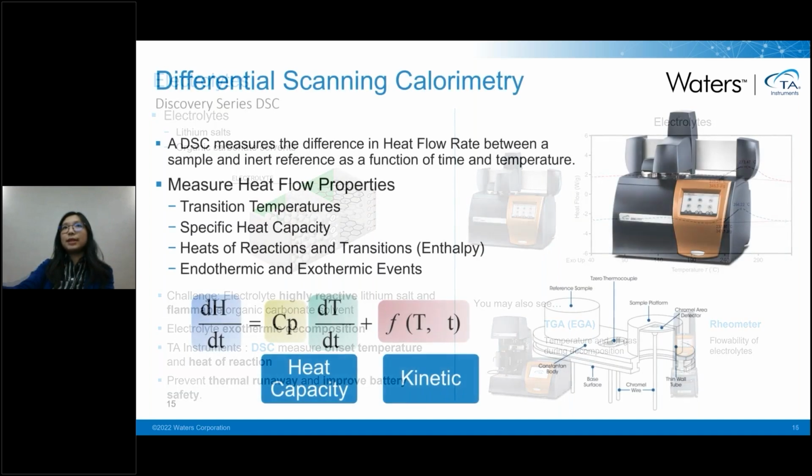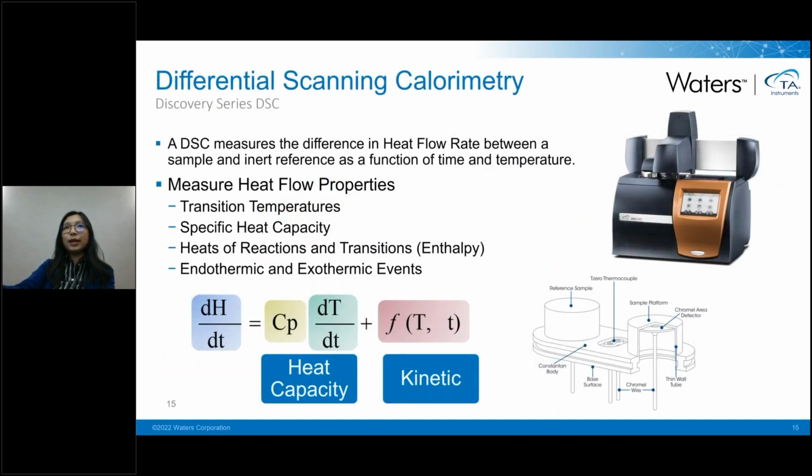A little bit more detail on the DSC. We have shown a Discovery Series DSC here. DSC measures the heat flow difference between the inner reference cell and the sample cell as a function of time and temperature. In addition to thermal runaway characterization of battery material, DSC also allows you to measure different heat flow properties, such as thermal transition temperature, specific heat capacity, and the heat of reaction or chemical reaction occurring. It also allows you to measure different exothermic events.